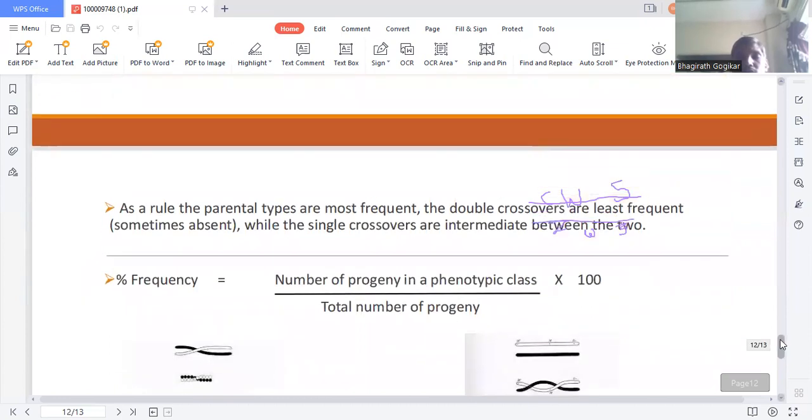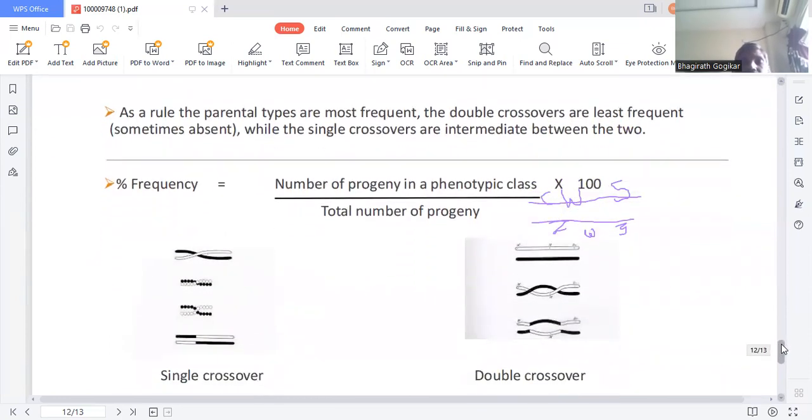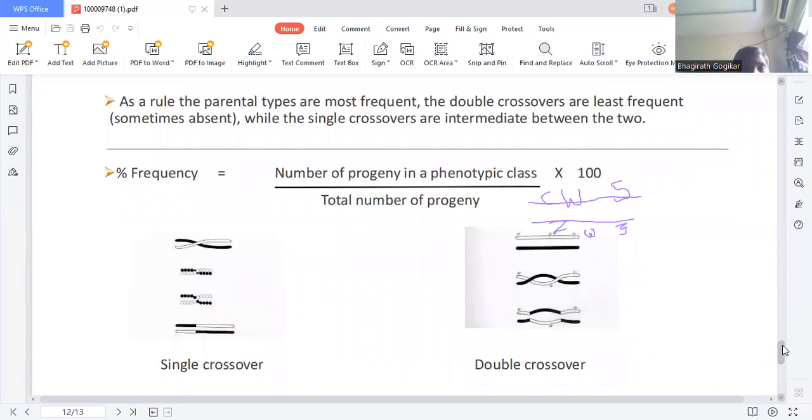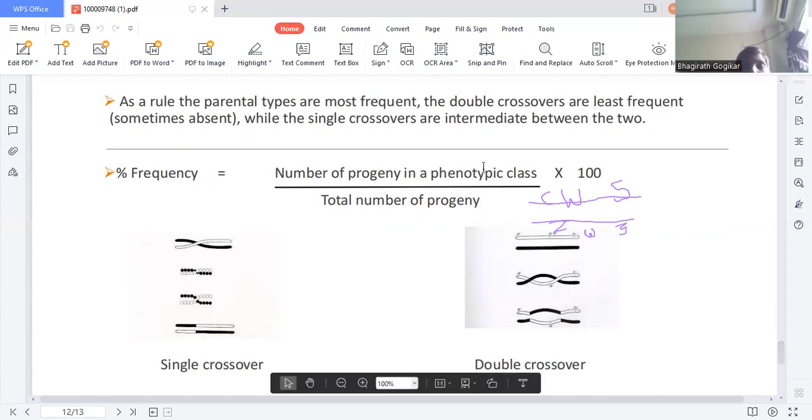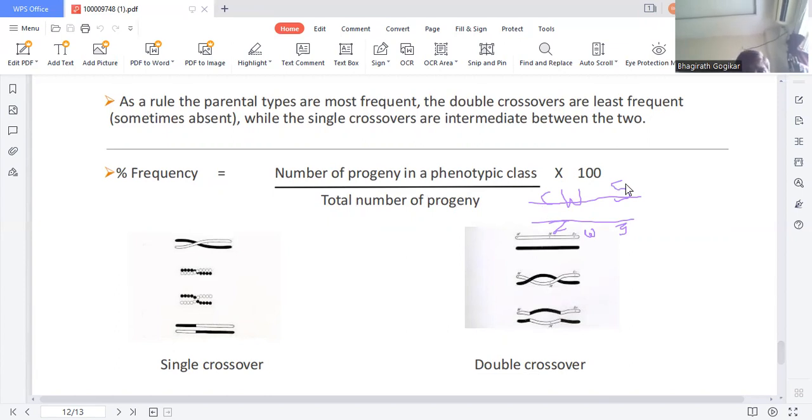I will go through the diagram once. It is easy. The percentage of frequency of crossing over is equal to the number of progeny in a phenotypic class divided by total progeny into 100. That is nothing but the number of recombinants divided by the total number of progeny into 100.